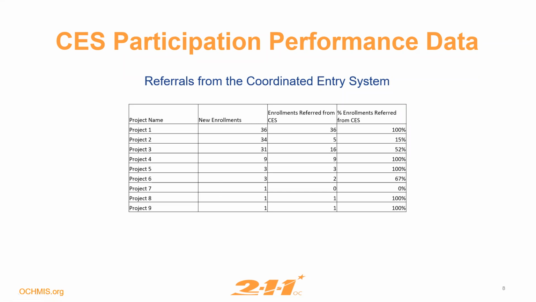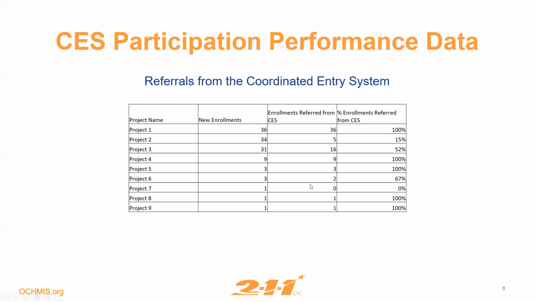And I excluded any enrollments that entered from rapid rehousing or permanent supportive housing projects, because it is allowable to transfer clients from one project to another, but those clients wouldn't necessarily have a referral for the new project. So I excluded those. So this is new enrollments.